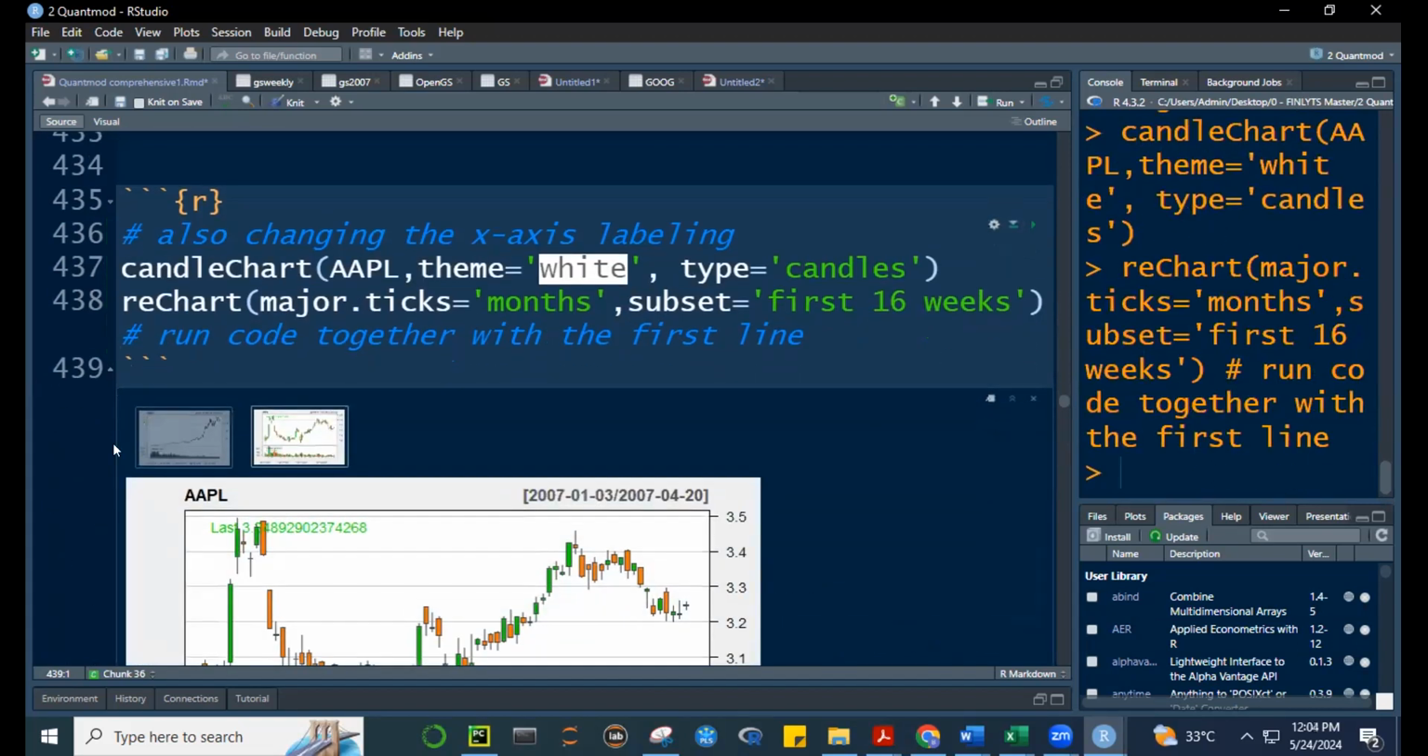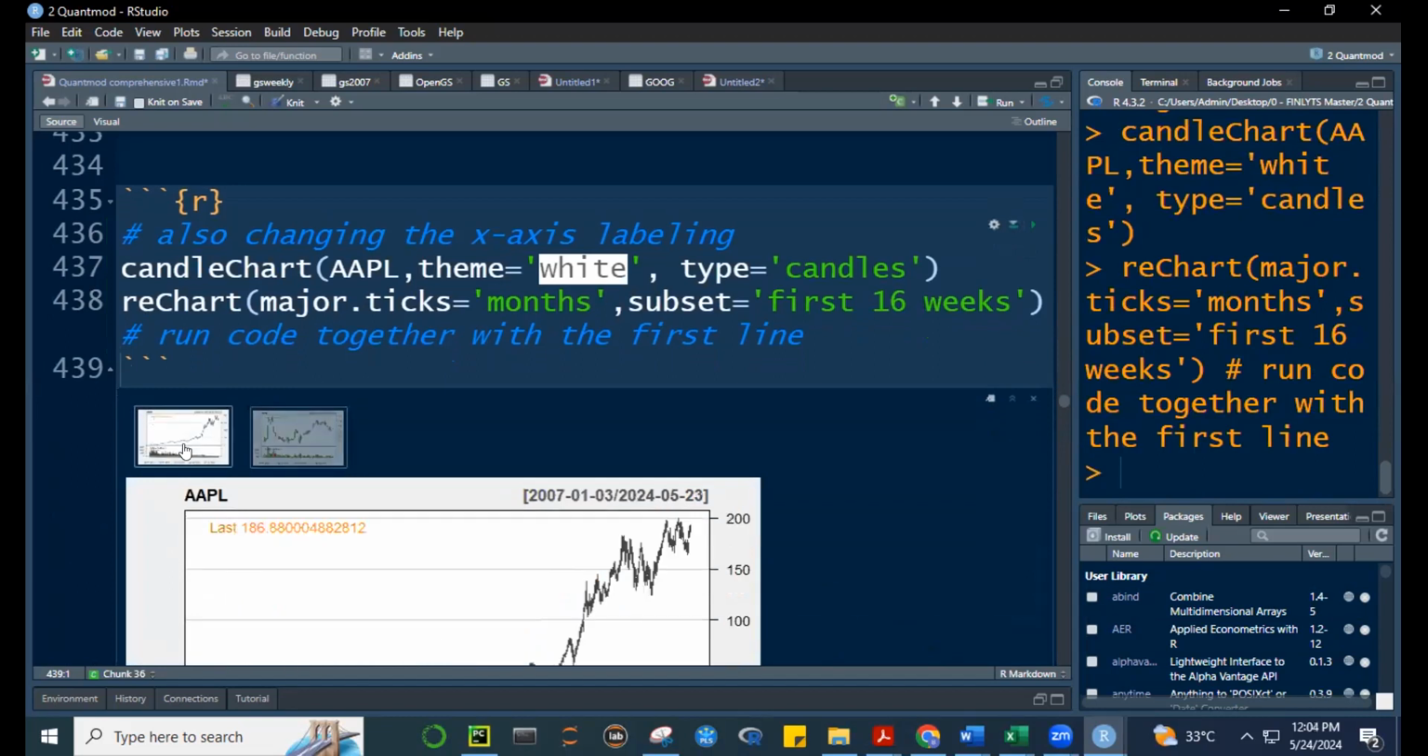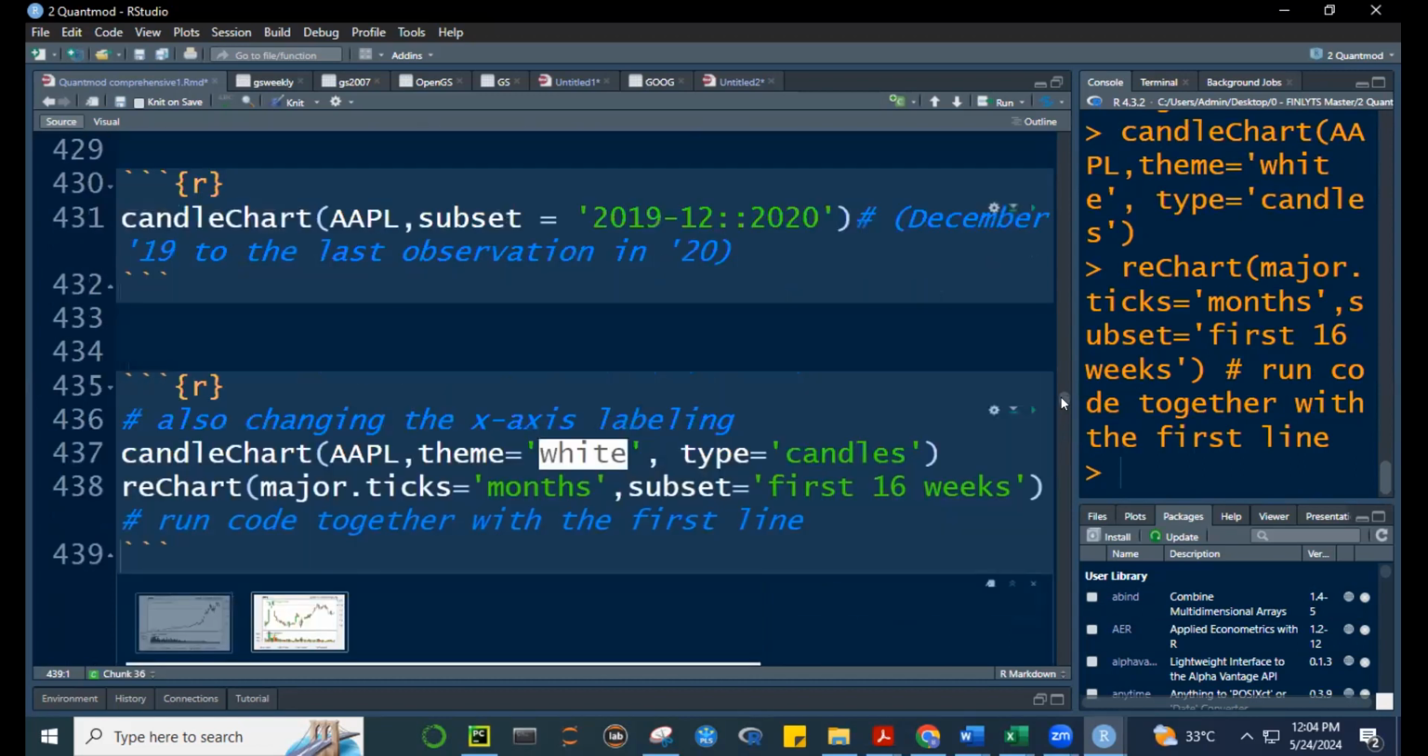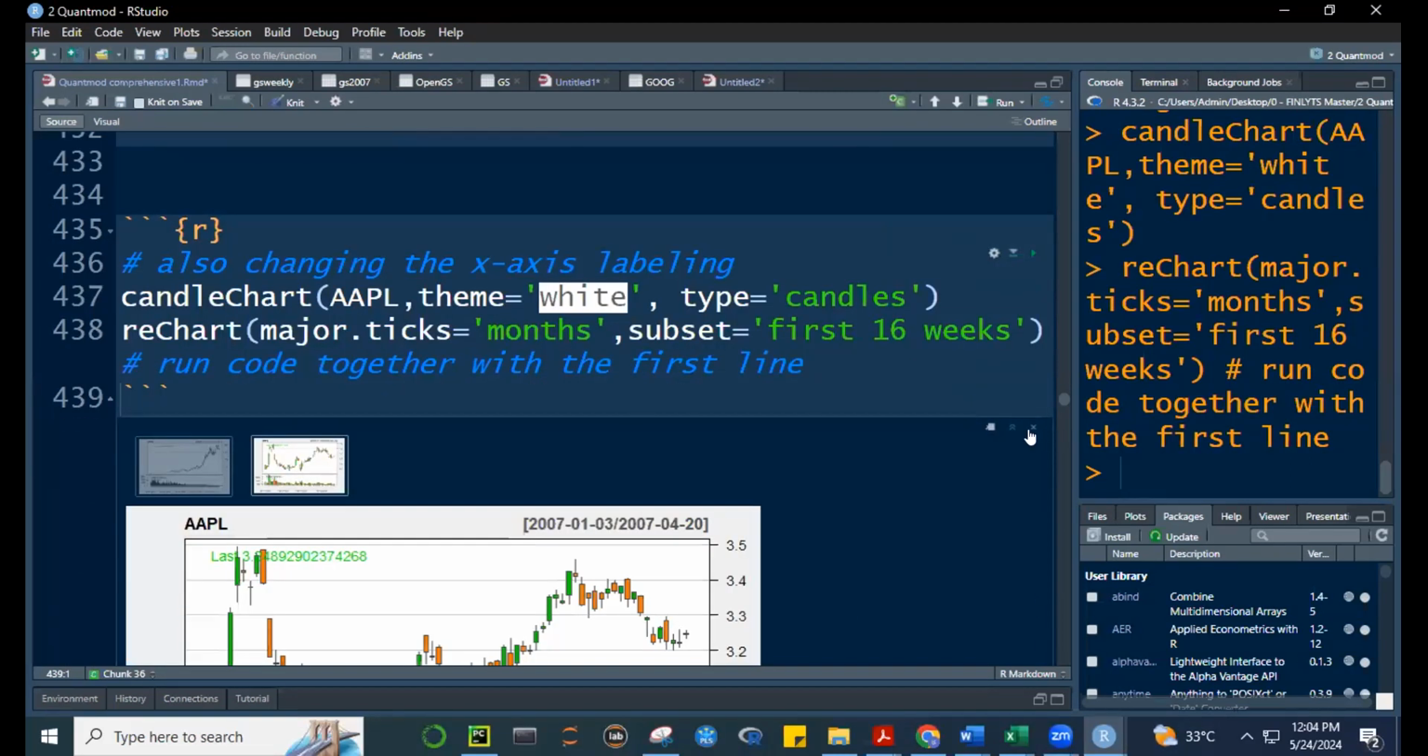So what will be run? It will run first this candle chart, then reChart it. Okay? Did that answer your question? Yes po, sir. Thank you. Thank you, thank you. That's a nice question. That's a good question. Okay.